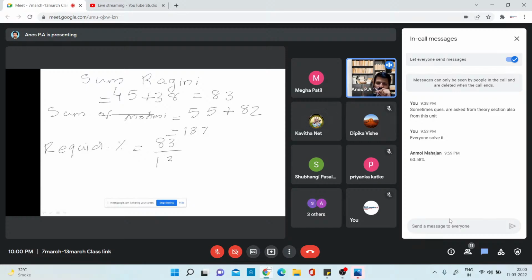Anybody have doubt about it? Anybody have doubt about this point? This is the main thing here. We can see the sum of the marks easily. The sum of Ragini and the sum of Mohini is a really simple thing. We can find it. The main thing is to find the required percentage. Here you must understand the question fully. Anybody have doubt in this point, 83 by 137, how it came here?